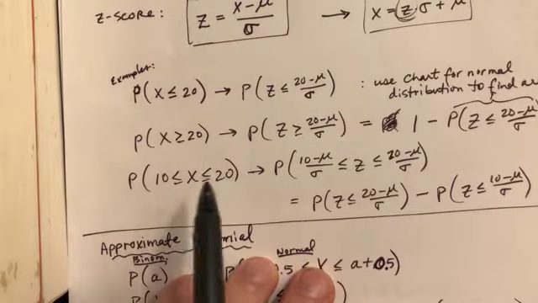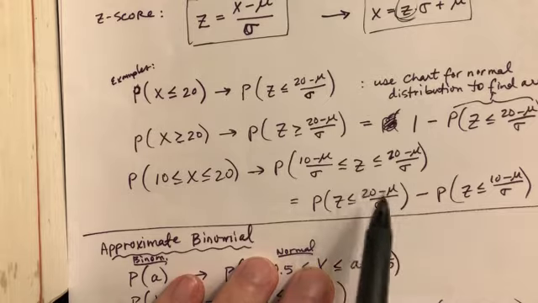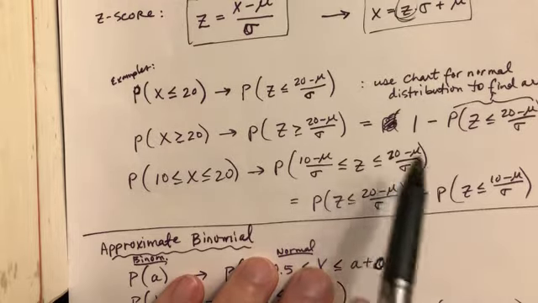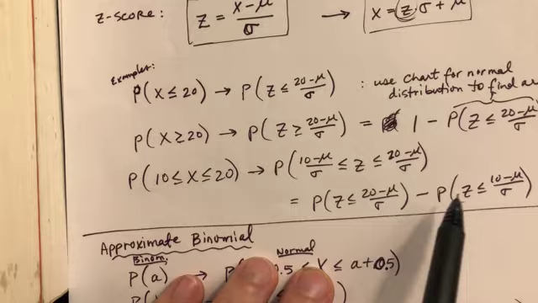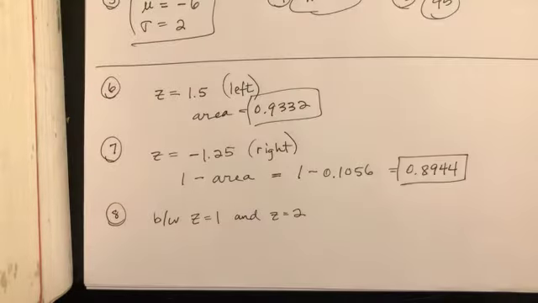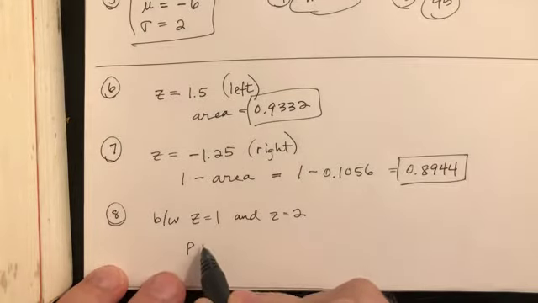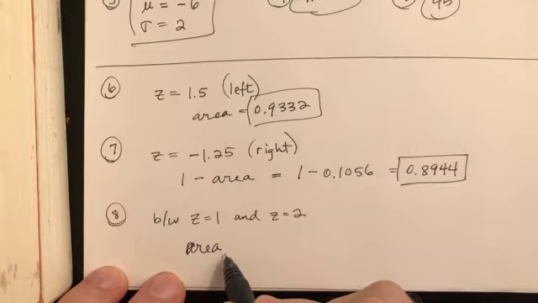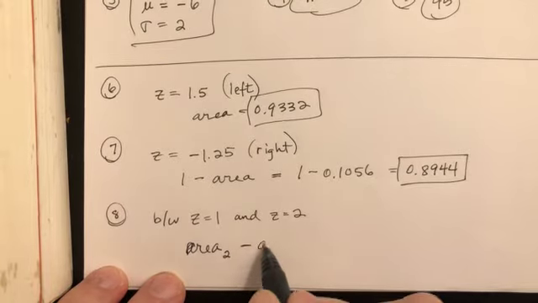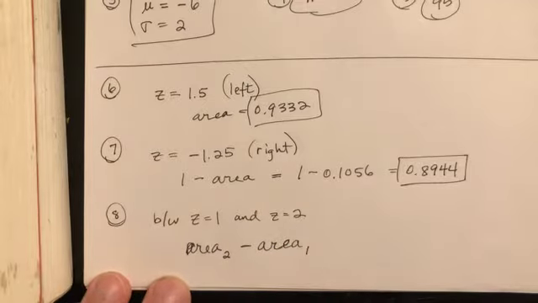So we're looking at numbers between, x between or z between. We're going to take the probability of the chart for the right number minus the probability of the chart for the left number. So right minus left. So we're going to say probability, the area for 2 minus the area for 1. Those are the two z-scores I'm dealing with.